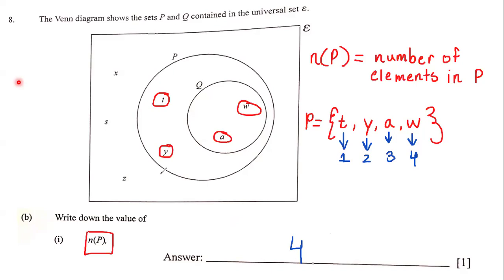So the number of elements in P is going to be 4 because there are only 4 elements or 4 members in P. 1, 2, 3, and 4. All right.